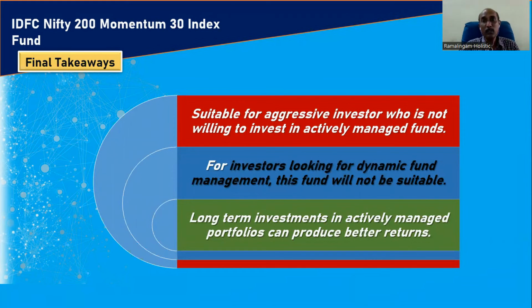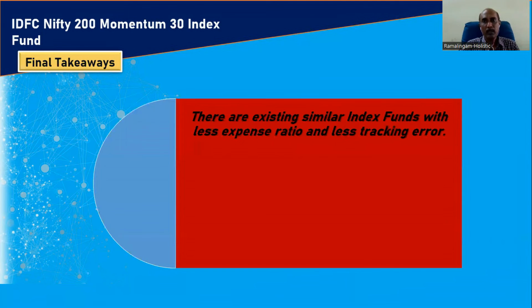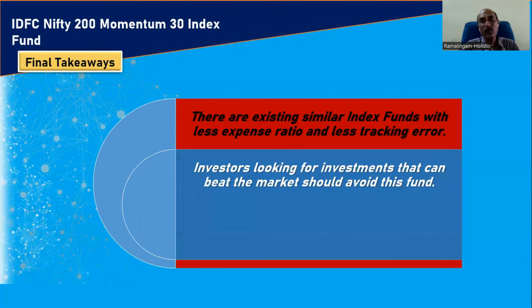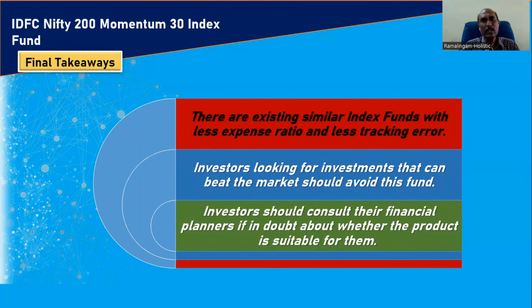Actively managed funds have better potential to deliver higher returns than this fund. There are similar index funds with lower expense ratio and lower tracking error. Proven lower expense ratio and proven lower tracking error. Then why should we take blind risk when we invest in this NFO? We are not sure what kind of expense ratio and what kind of tracking error this fund will have. So we are taking blind risk from that perspective as well. If you are looking for market-beating returns, this fund is again not suitable for you.